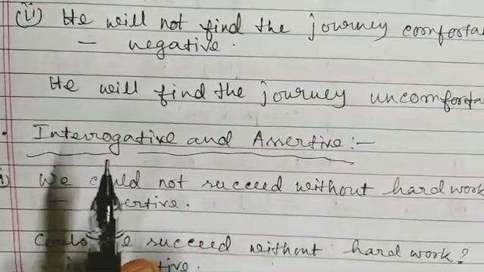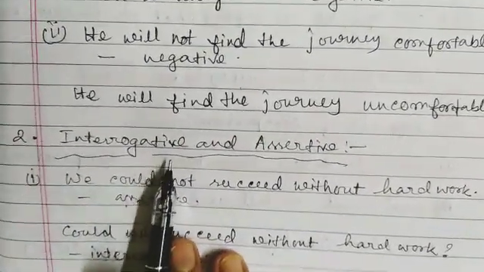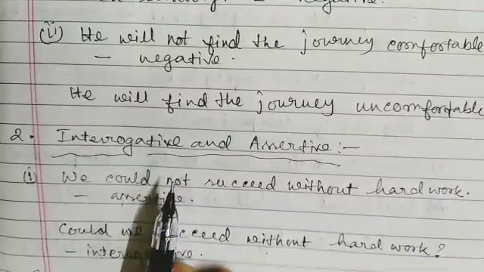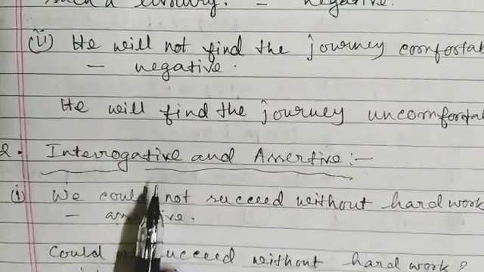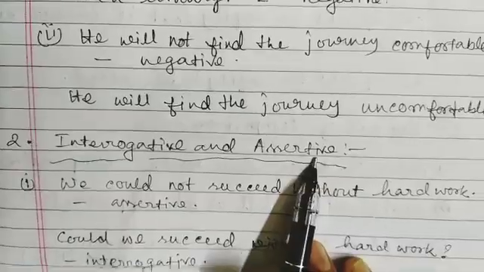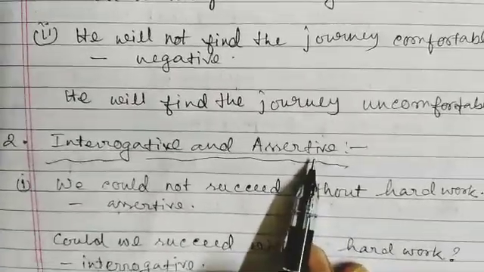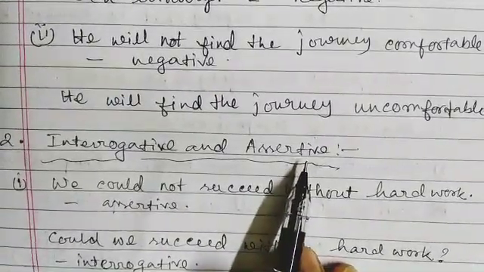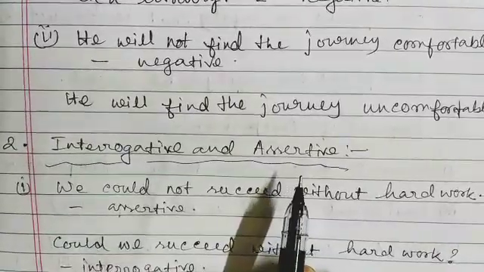Now the next one, interrogative and assertive. Interrogative, that means a sentence that is a question and that carries a question mark or interrogative sign at the last. And assertive, that is a statement kind of sentence, without a question mark or exclamation mark, etc.